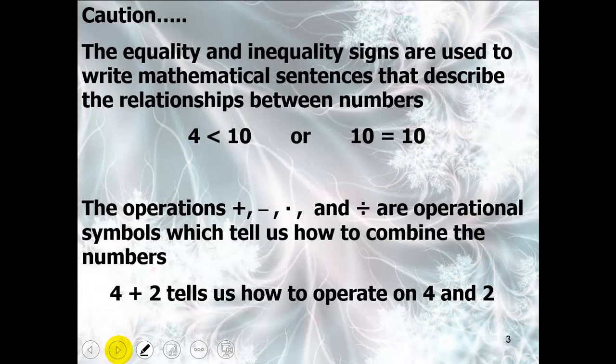Okay, be careful when you're talking about things. Here's a big caution, okay? The equality and inequality signs are used to describe mathematical sentences that describe the relationship between numbers. 4 is less than 10, or 10 equals 10. The operations, addition, subtraction, multiplication, and division, are operational symbols, which tell us how to combine the numbers. 4 plus 2 tells us how to operate on 4 and 2.